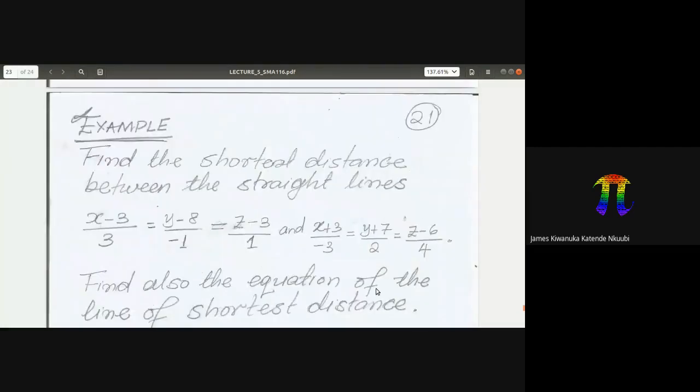So here is an example. Find the shortest distance between these 2 straight lines. So you have these 2 lines.